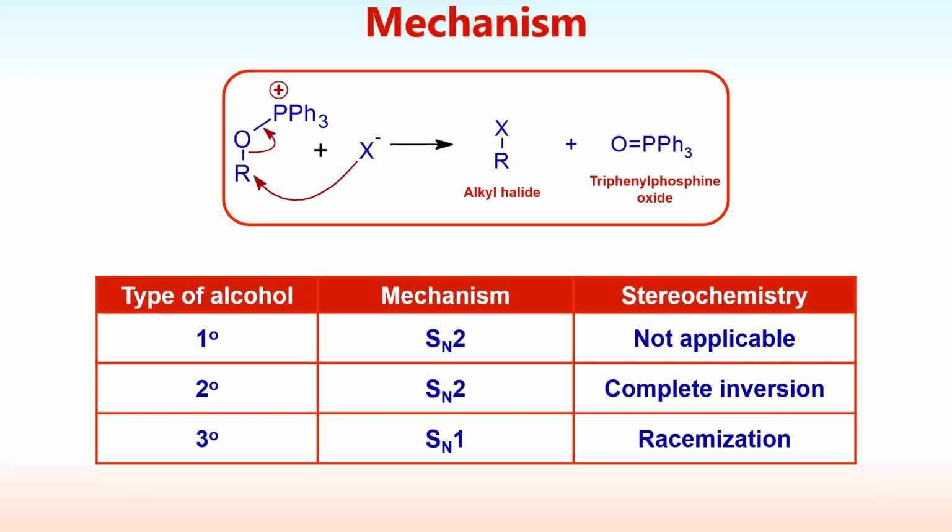In the case of primary and secondary alcohols, the nucleophilic substitution follows an SN2 pathway. For secondary alcohols possessing an asymmetric alcoholic carbon, inversion of configuration at the alcoholic carbon is observed. In contrast, tertiary alcohols undergo nucleophilic substitution via an SN1 pathway. As a result, if the alcoholic carbon is asymmetric, the corresponding alkyl halide is formed as a racemic mixture.